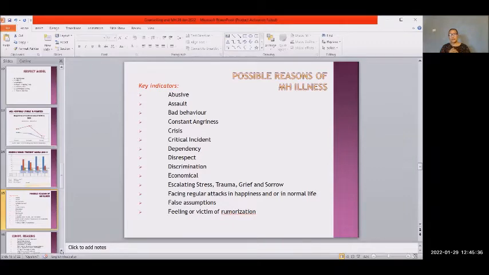If someone is facing attacks in happiness in normal life, or false assumption, if we are assuming things that are not true and we think they are true, that is also a big problem. And feeling like a victim of rumors. If someone feels their life is rumored about, used or misused, or they are really a victim of rumors about things they have not committed, not done, never imagined, but they are blamed for, then they become sick, they become stressed, and if it is repeated continually, that escalates mental health situations.